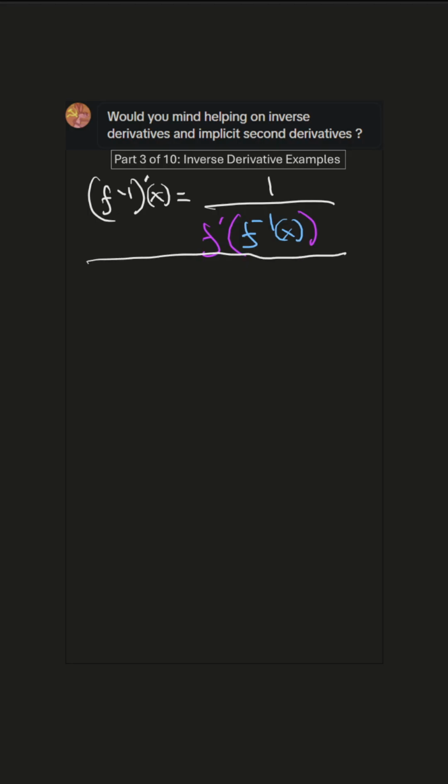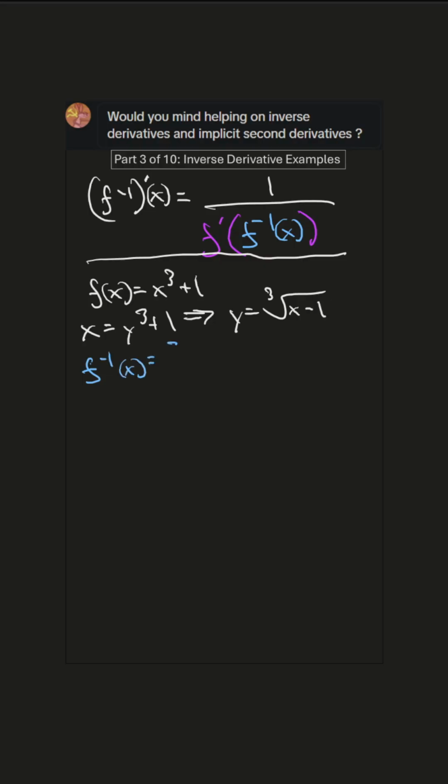So let's look at a couple examples. Let's say f of x equals x cubed plus 1. To find its inverse, you just swap the x and y. We say x equals y cubed plus 1. And then you solve for y, and you get y equals the cube root of x minus 1. So, in this case, f inverse of x equals the cube root of x minus 1. Now how about f prime? f prime of x, just taking the derivative of that, is 3x squared.